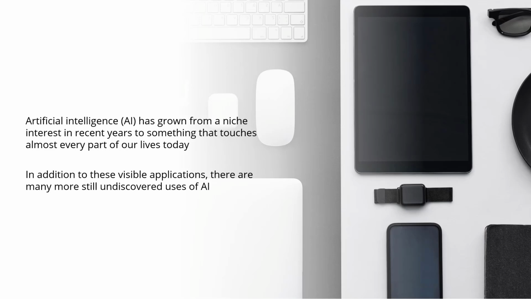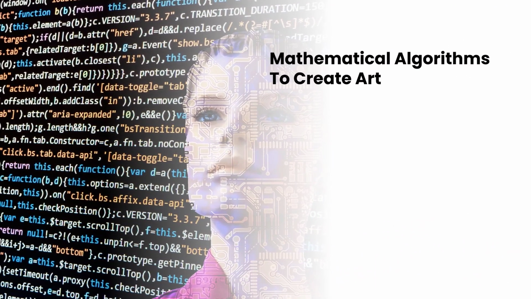In addition to these visible applications, there are many more still undiscovered uses of AI. One such emerging field is artificial intelligence art, AI art, or the use of artificial intelligence techniques as a medium for creating art. Computer scientists have been using AI to generate images since the 1980s, but this is the first time it's been used as an artistic medium. Mathematical algorithms to create art.